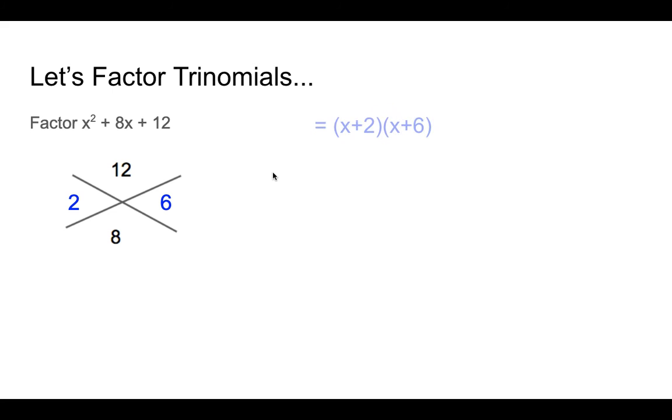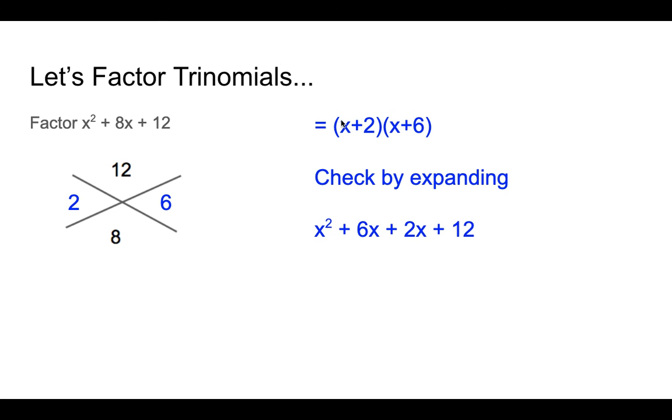Okay, so to write this up, you're going to write x plus whatever this number is here times x plus whatever the number is here. So let's check this by expanding. If we do our foiling, you'll get x squared plus 6x plus 2x plus 12 equals x squared plus 8x plus 12, which is what we had before. So we have changed our standard form into factored form. And that's what we need to do.